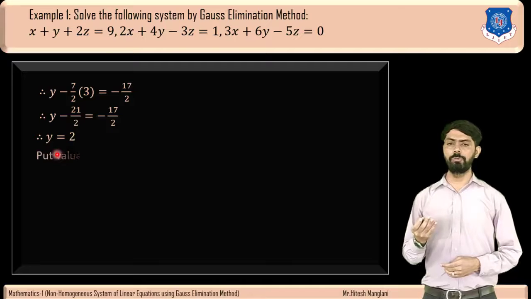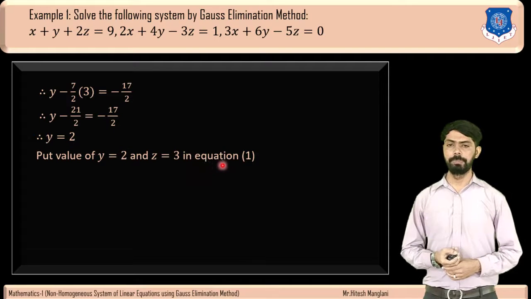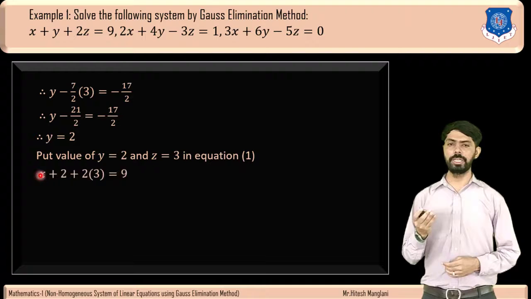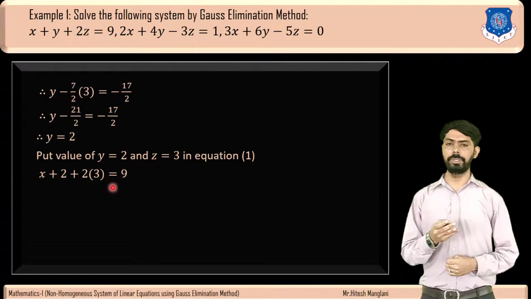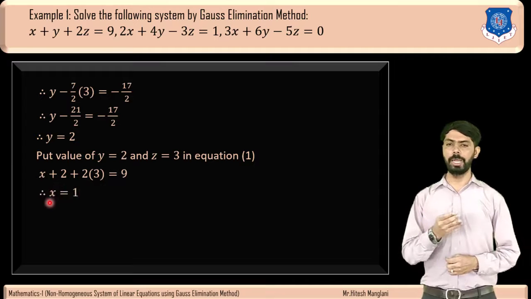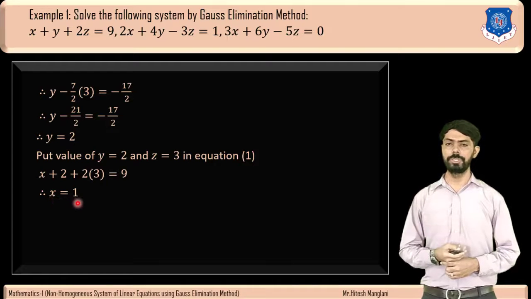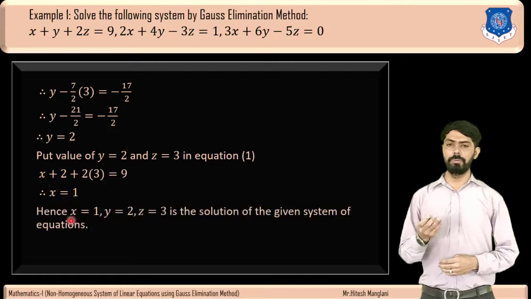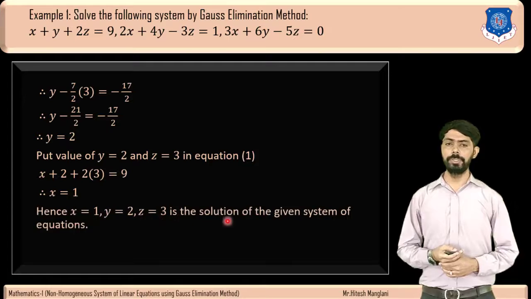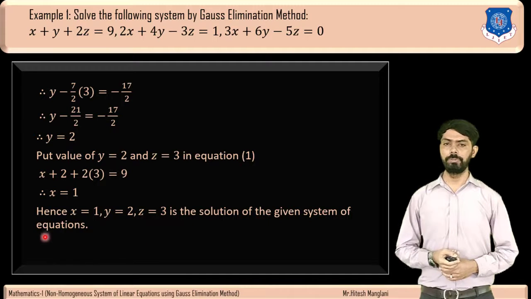Now we will put the values of y and z in equation 1. So equation 1 is x plus y plus 2z is equal to 9. Therefore it will be x plus 2 plus 2 into 3 is equal to 9. If we simplify this, then x plus 2 plus 6, so it will be x plus 8 is equal to 9. Therefore x is equal to 9 minus 8. Therefore the value of x is 1. Therefore x is equal to 1, y is equal to 2 and z is equal to 3 is the solution of the given system of equations.